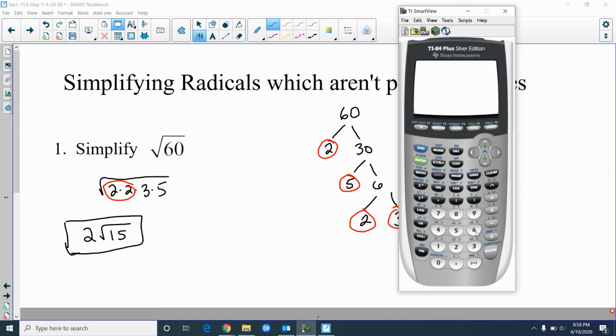Kind of a double check. If I plug in square root of 60, oops.